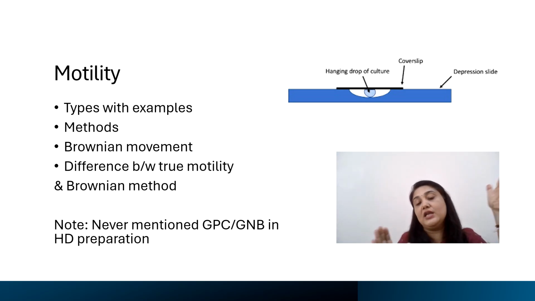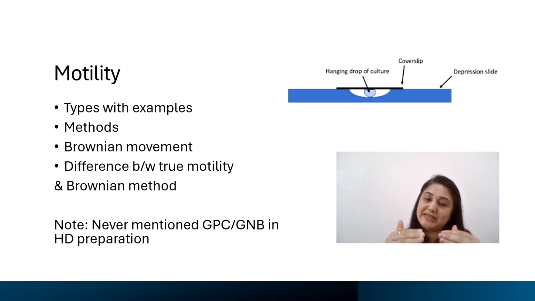Never mention in your interpretation of motility that I appreciate actively motile gram-negative bacilli. Remember, you cannot appreciate gram stain in the motility, basically in hanging drop. So what one has to mention is, I appreciate non-motile or motile rods. And then you can also mention that these rods are actively motile or sluggishly motile, or any specific type of motility if you can observe, like tumbling. But never mention GPC or GNB.